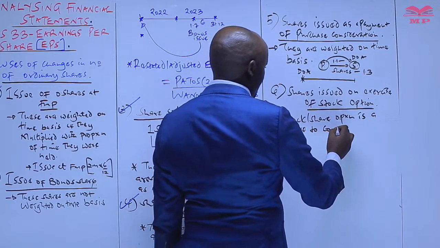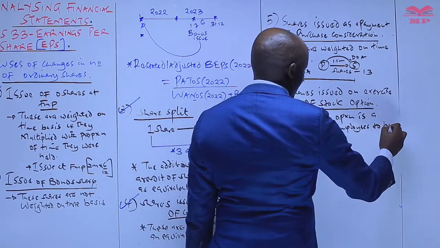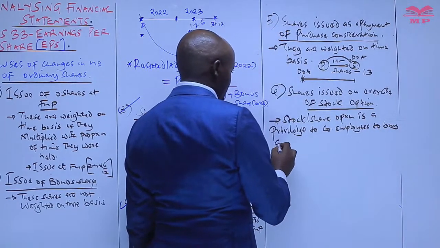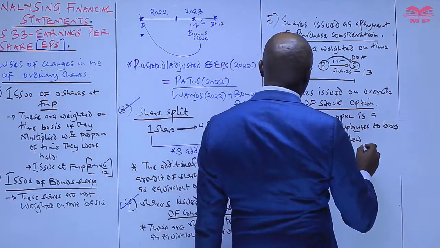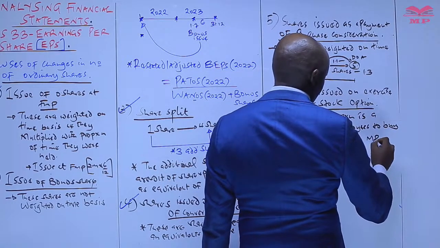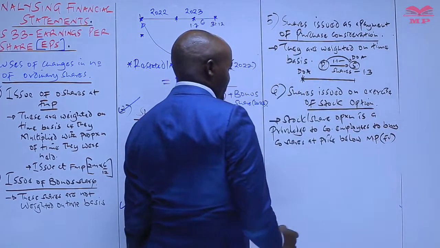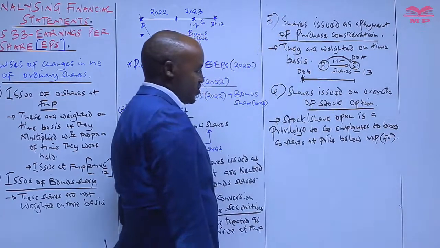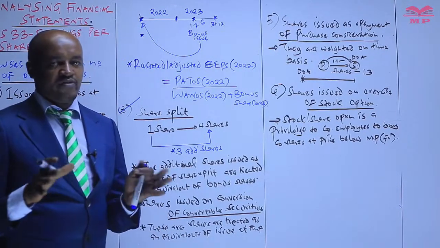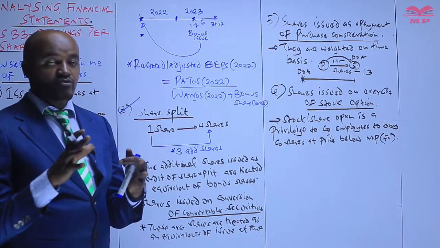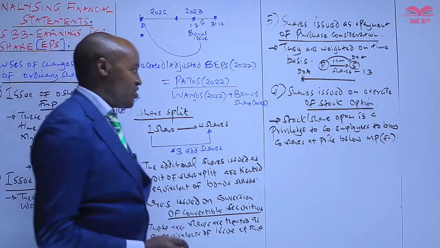To company employees. To do what? To buy company shares at a price below market price, or basically at a price below the fair value. Now, anytime the company issues shares at a price which is below the market price, then it is assumed that some of the shares were issued at full market price, whereas other shares were issued at nil consideration.